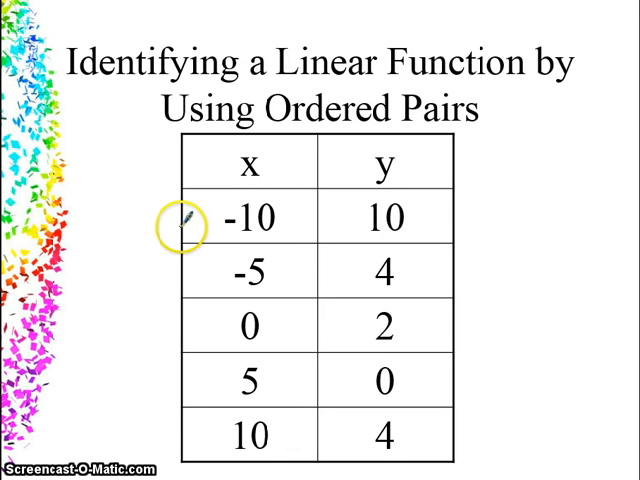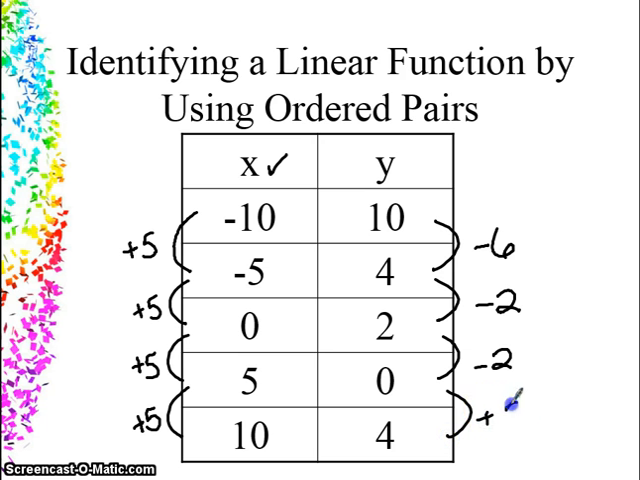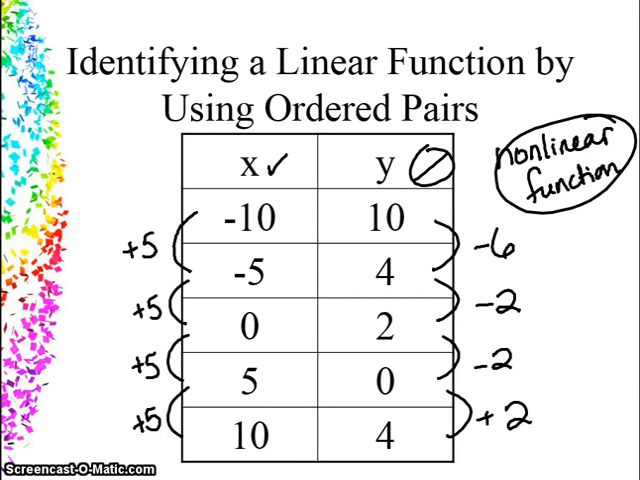Let's check this one and see if it has a constant rate of change or not. So we went up 5, up 5, up 5, up 5. So the inputs do have a constant rate of change. We went down 6, down 2, down 2 more, and then up 2. So this is not a constant rate of change. So this is non-linear. Now every input does have just one output, so it is a function, so we'll call this a nonlinear function.